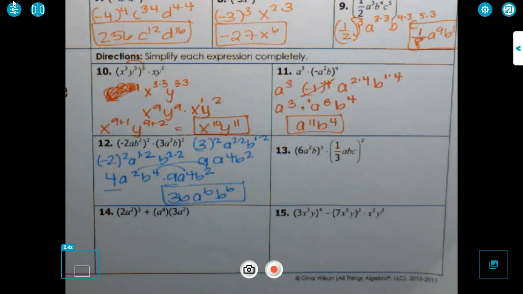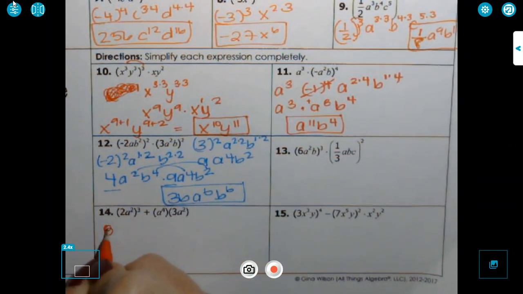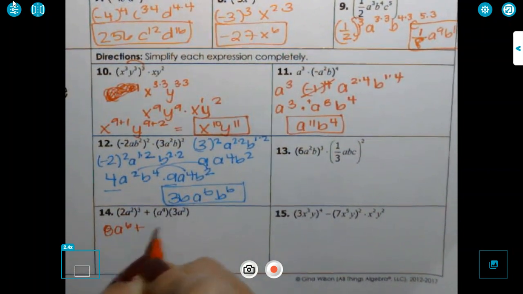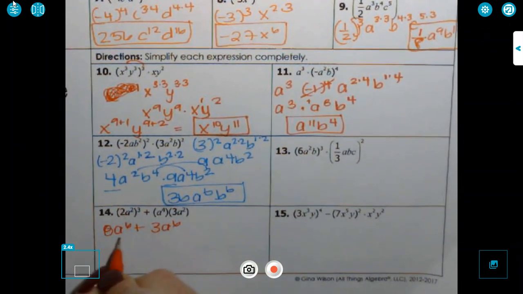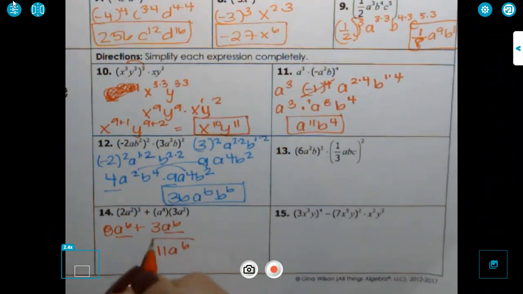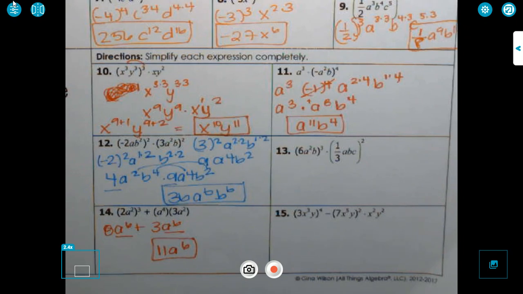All right, and let's just jump down real quick down here to 14. This will be the last one I do. Okay, so 2 cubed is going to give me 8, and then that's a6 plus 3a6. And now we have these the same, remember, y'all, so it would be 11a6. So you can combine 1, 2, 3, several of them at the same time.